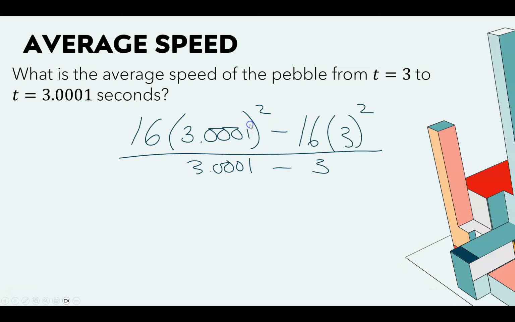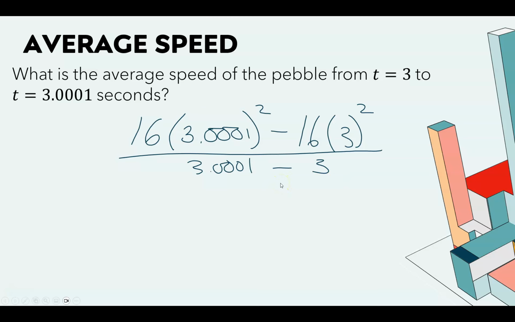Well, let's write out the structure first. 16 times 3.0001 squared minus 16 times 3 squared over 3.0001 minus 3. And you probably have a pretty good idea about what's going to get spit out here. And if you do, that means, hey, you've actually evaluated a limit.